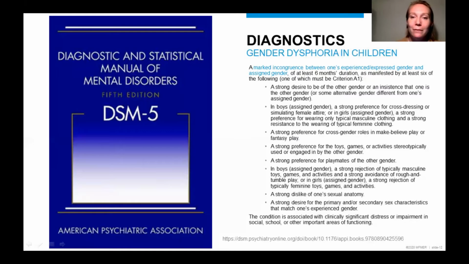So in general, and I hope that you can read the text, I know it might be small on your screens, the patient has a strong desire to be of the other gender and an insistence that one is the other gender. I won't go down all of this, but a couple of the other points say a strong preference for cross-gender roles in make-believe play or fantasy play. They may have a strong preference for toys, games, or activities that are stereotypically used or engaged in by the other gender. They might have a strong preference for playmates of the other gender.